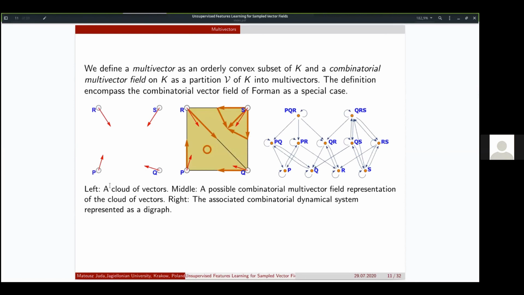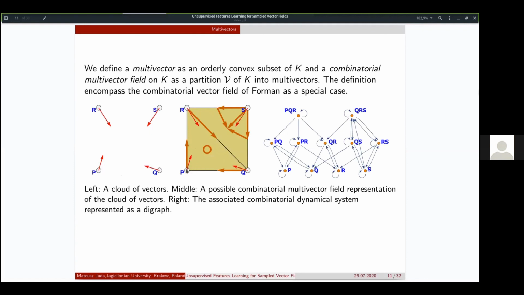So we have just 4 points, and at the 4 points we have vectors attached. So the left-hand side picture is our input data. And as I said, we need to have some topological space. So in this particular example, we have just a very simple triangulation made of those 2 triangles. So we have 2 triangles, 4 vertices, and we have 5 edges.